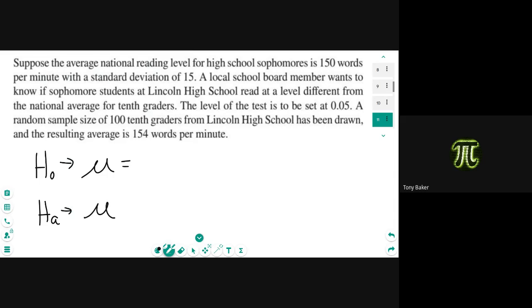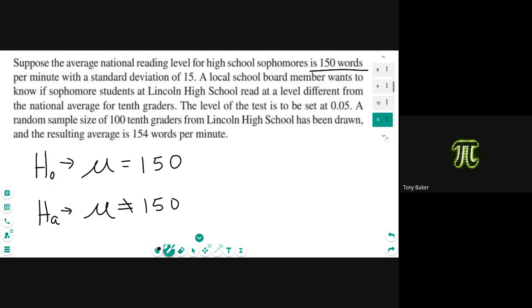So what's the status quo? 150, because that's the national average. And they want to determine if they're reading at a level different from the national average. So that is not equal to. It doesn't ask if they're reading higher than the national average or lower than the national average. They want to know if they're reading differently than the national average. So that is not equal to. So this is a two-tailed test.